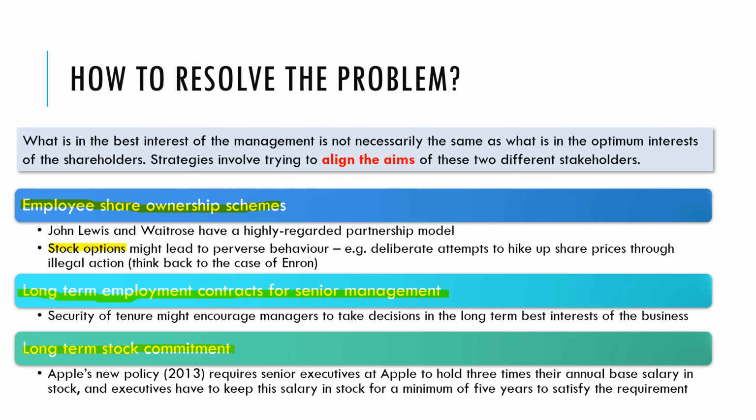So for example, Apple has a policy that senior executives have to hold 3 times their annual salary in shares in Apple. And they have to keep this for a minimum of 5 years in order to retain those shares. So again, they have an incentive here to make sure the share price is as high as possible, but over a longer period of time. So this is a good way to make sure the managers of Apple want the same thing as the shareholders of Apple.